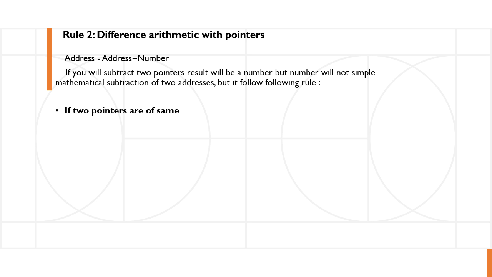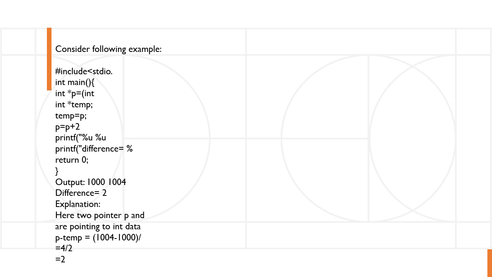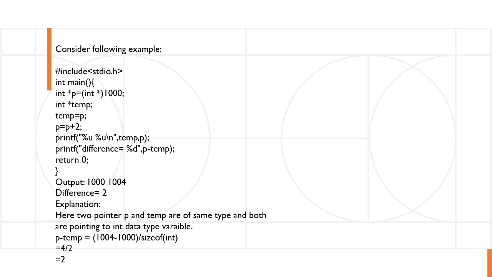Mathematically it can be shown like this: if two pointers are of the same type, then address 2 minus address 1 is a simple subtraction of two addresses, divided by the size of the data type which the pointer points to. Let's get into the example program. Here in main, integer pointer p is pointing to, having an address of 1000, and integer pointer temp is equal to p, p equal to p plus 2, and printf temp and p.